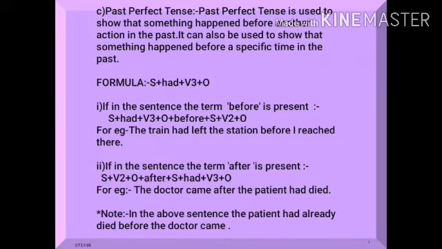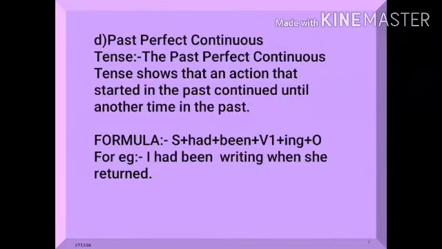Now past perfect continuous tense. The past perfect continuous tense shows that an action that started in the past continued until another time in the past. Again I am repeating, past perfect continuous tense shows that an action that started in the past continued until another time in the past. So the formula you can see, students, is subject plus had plus been plus V1 plus ing plus object.